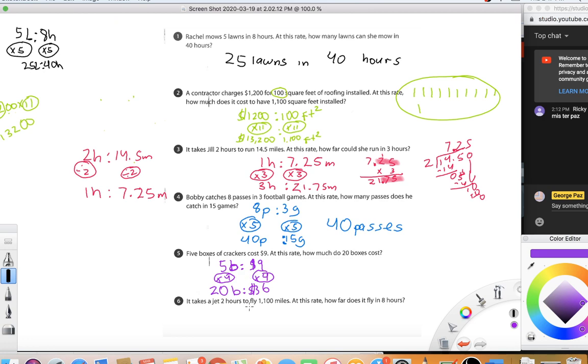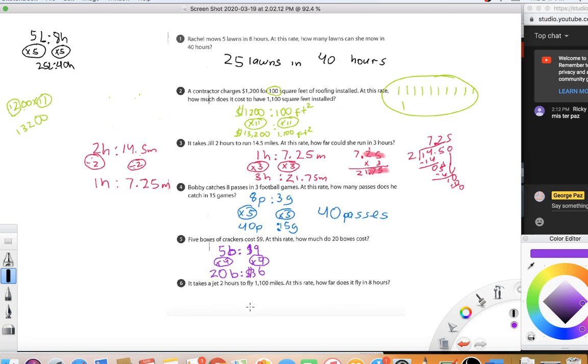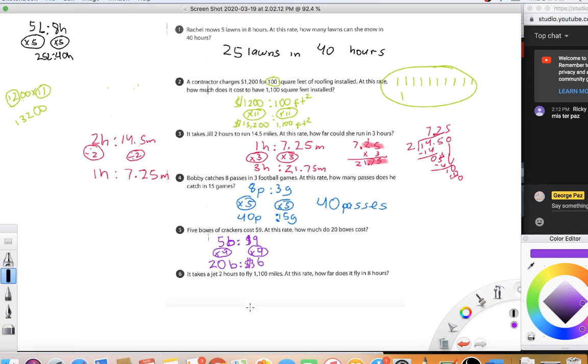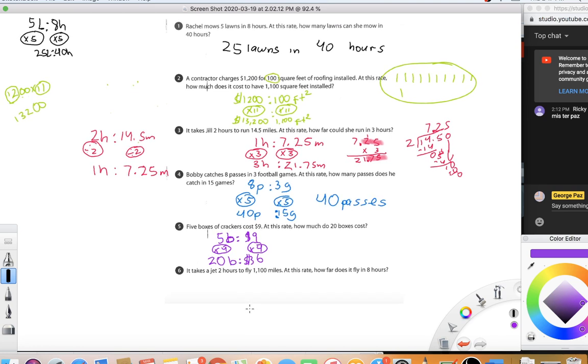Let's go to the next one, number 6. Almost done, almost there. It takes a jet 2 hours to fly 1,100 miles. At this rate, how far does it fly in 8 hours? So we have 2 hours. Oh, wait, color. There we go.